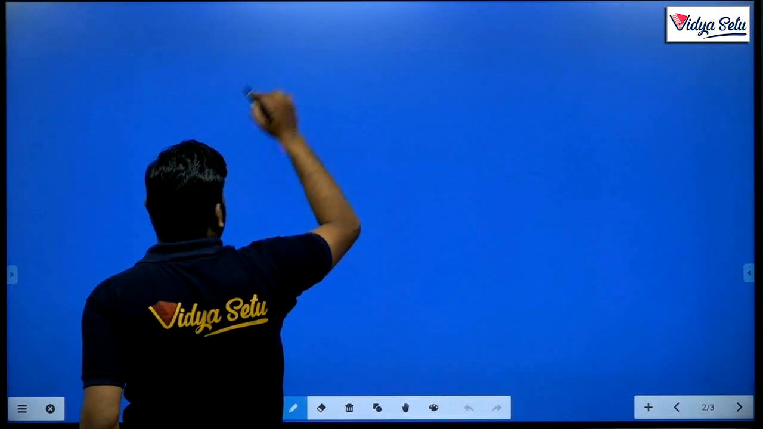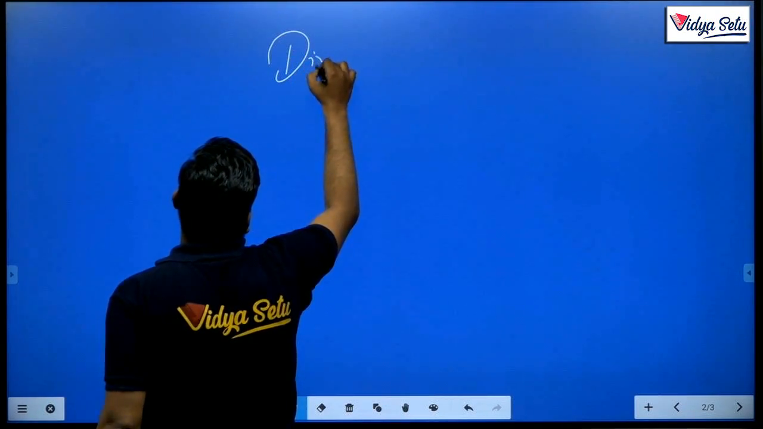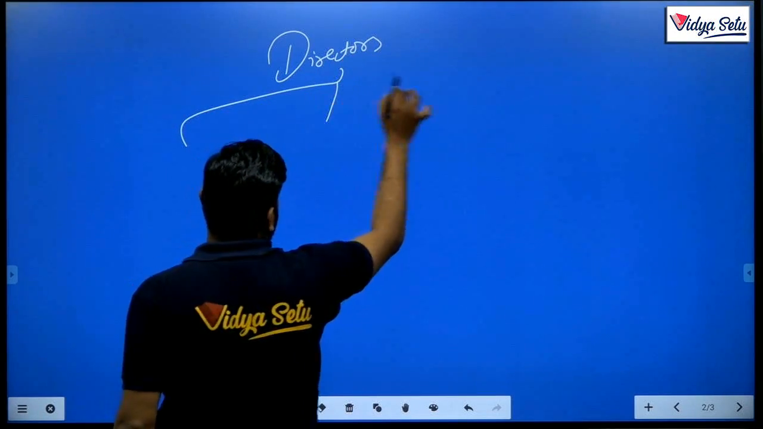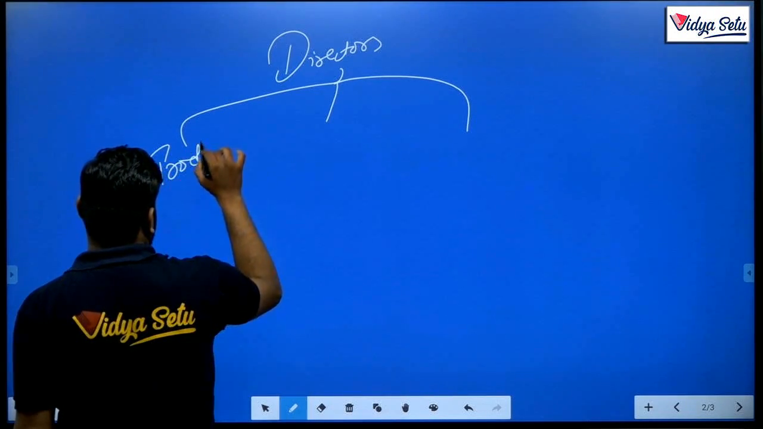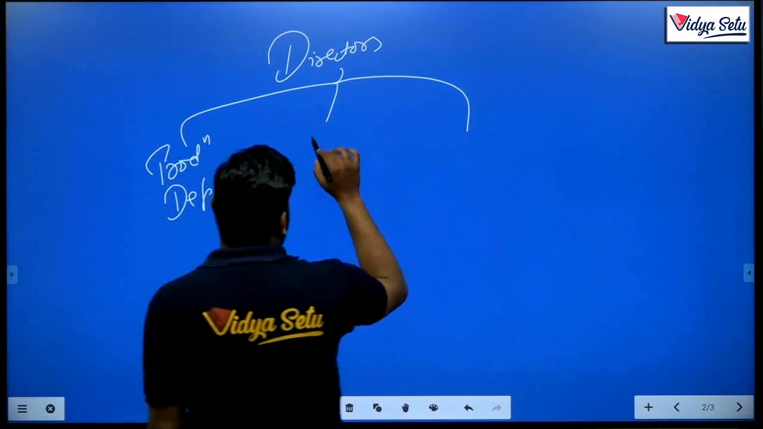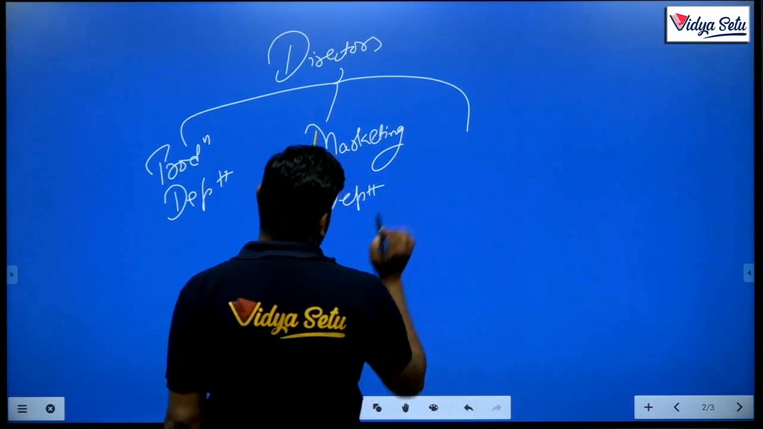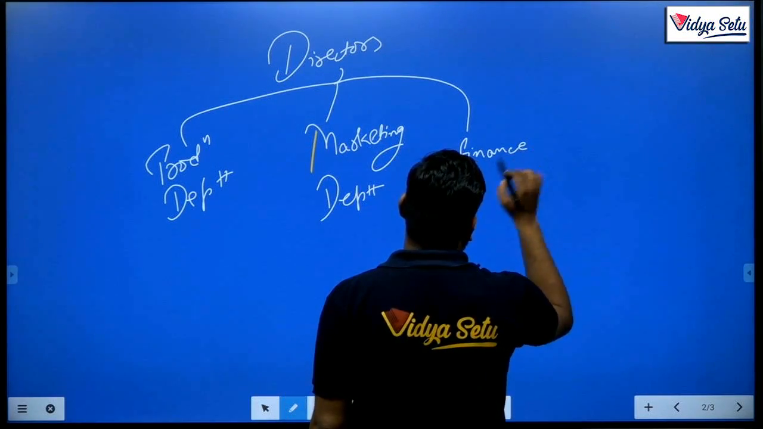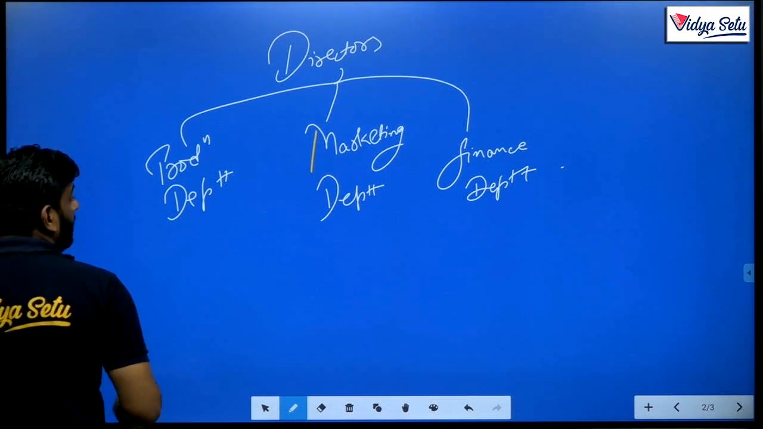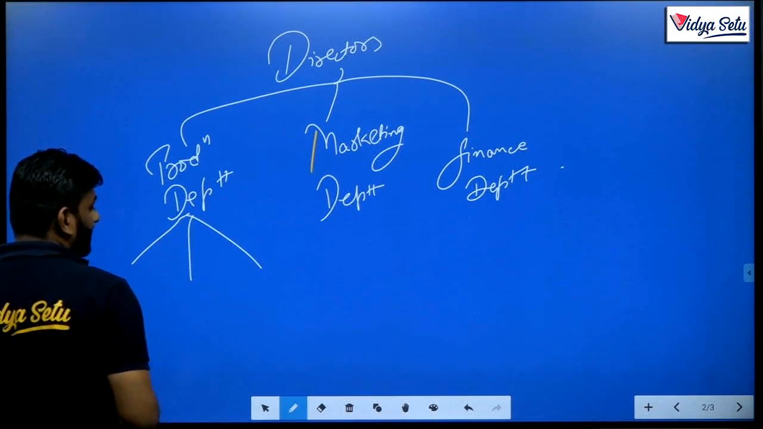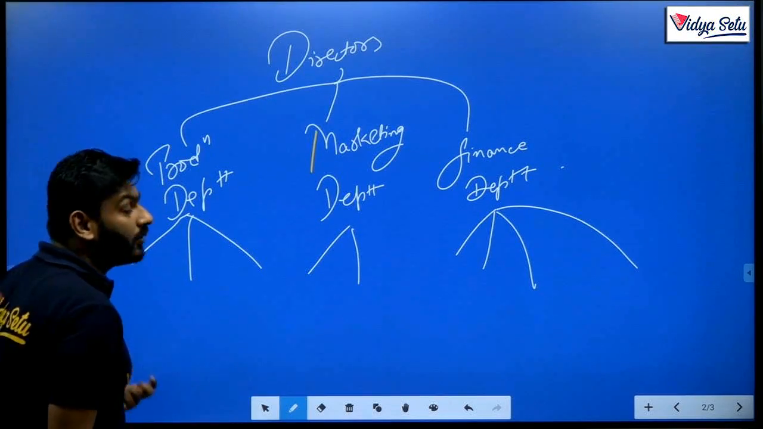Like, suppose there is a structure of directors in place of top level management, and then production department, marketing department, finance department. They have their separate heads, which is talked about as middle level management. Further, the production department requires 3 kinds of employees, marketing department requires 2 kinds of employees, finance department requires 4 kinds of employees. It talks about the lower level management.